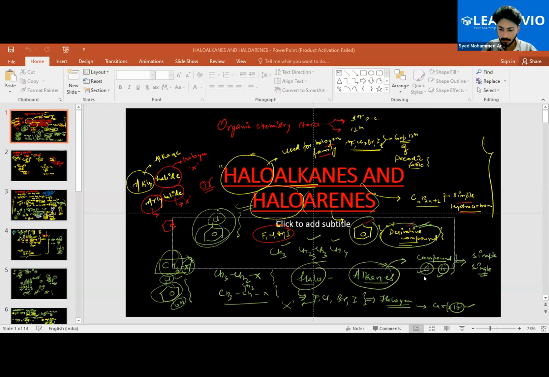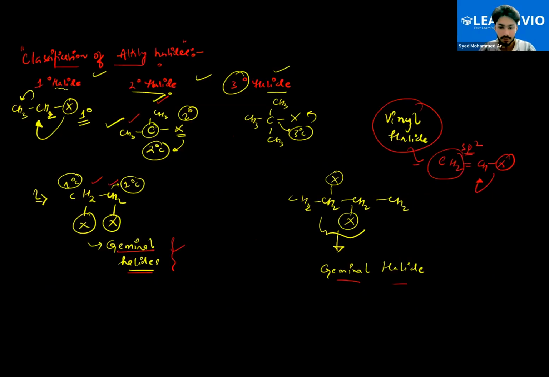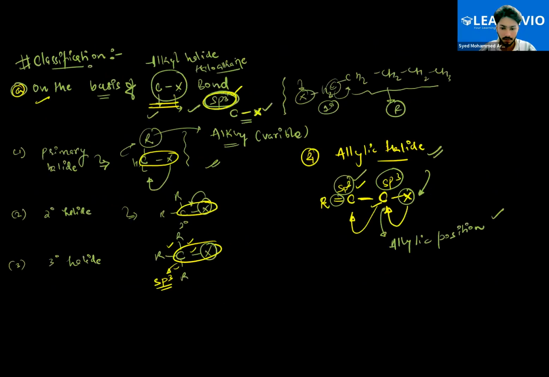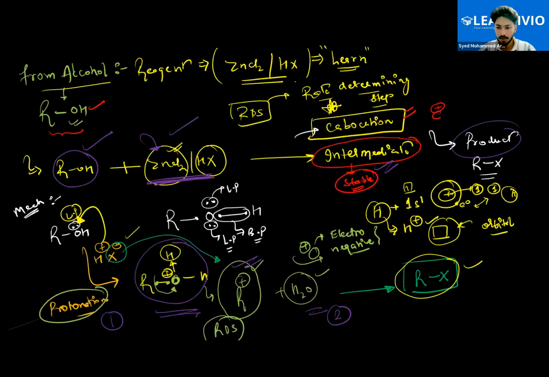So we are doing Haloalkanes and Haloarenes. We started two classes before. In the last class, we discussed the classification: 1 degree, 2 degree, 3 degree alkyl halides, and types of alkyl halides based on the bond between the alkyl and the halide, and on whether the carbon has sp3 or sp2 hybridization. We also discussed allylic, benzylic, and aryl halides.